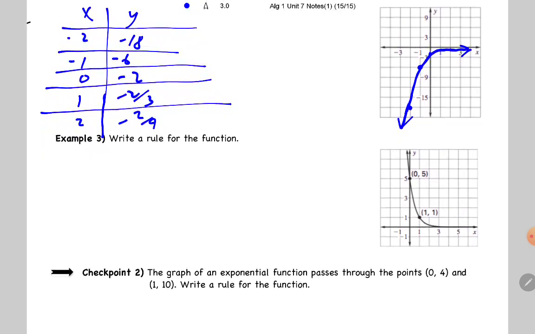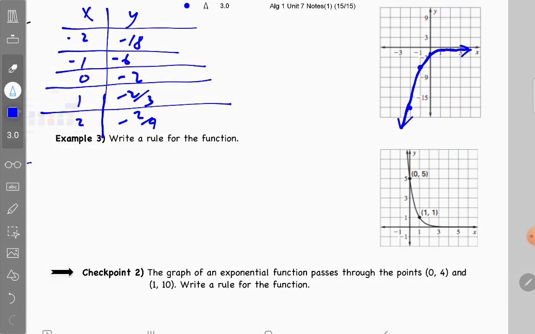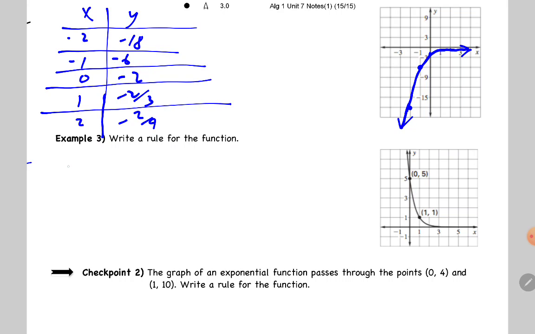Write a rule for this function. They only give us 2 points here. They give us 0, 5 and 1, 1. So how are we supposed to make a y equals a b to the x function? First we ask ourselves, it's decreasing from left to right, so this is going to be exponential decay. And how do we get from 5 to 1? We take 1/5, so b is 1/5.